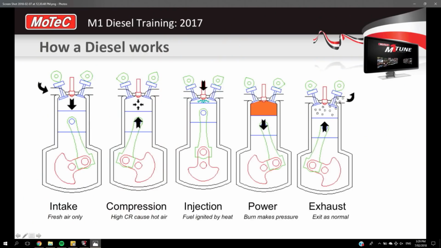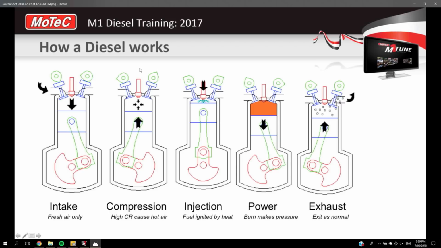Okay, so we'll just have a quick look at a slide here. This demonstrates the four-stroke principle being applied to a diesel engine. So again, very similar to a gasoline engine. We've got our intake stroke here. Now again, during the intake stroke, there is no fuel being added. So no fuel is injected through the intake port, as we'd see with a port-injected gasoline engine.